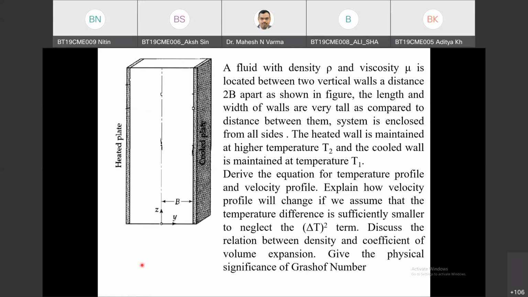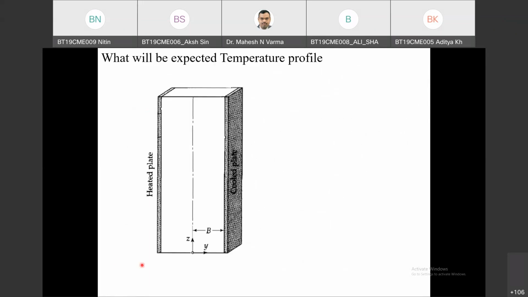So this is the problem. What will be the expected temperature profile? Roll number 10, Aman.